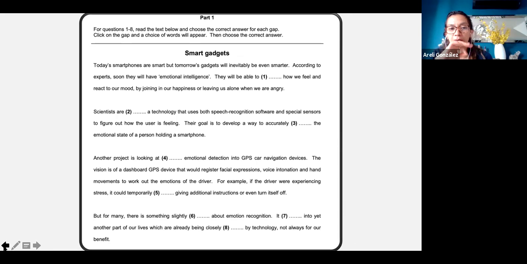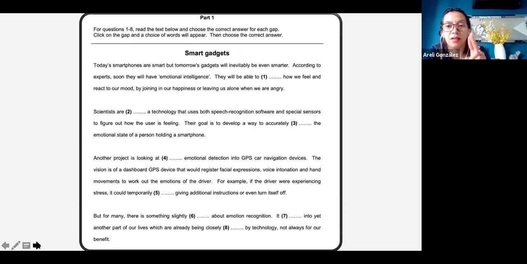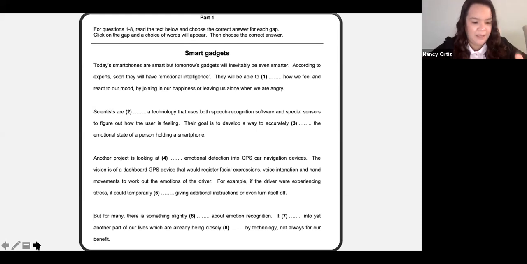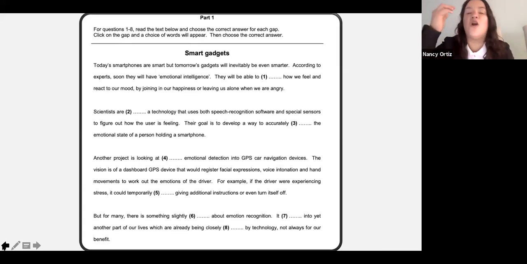In number 3, I wrote measure because of the word accurately. I think that it's a collocation. That's right. So in number 3, as we said, the answer was D and was measure. And this is what it's going to help you, collocations. Normally when we say accurately, we can use measure there, accurately measure.